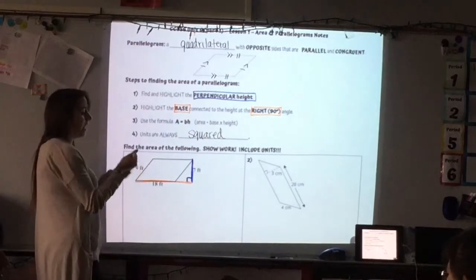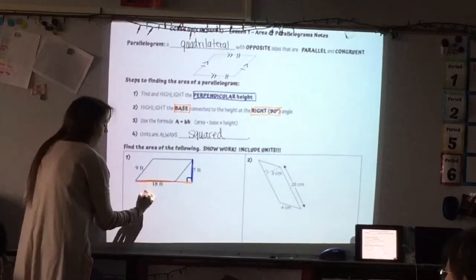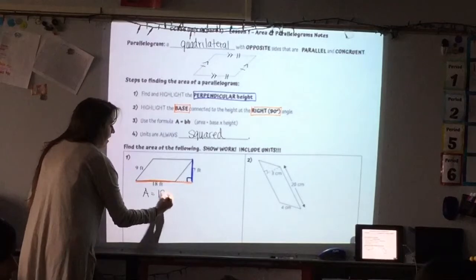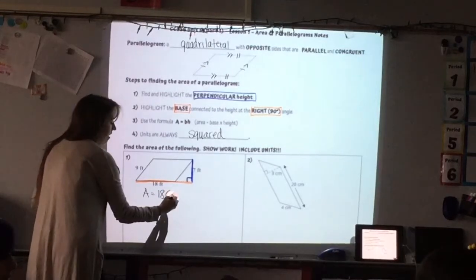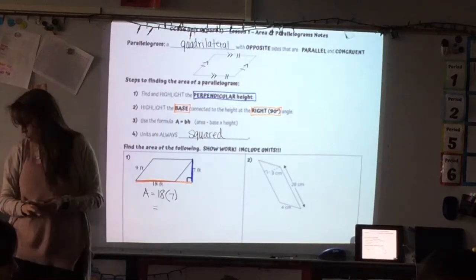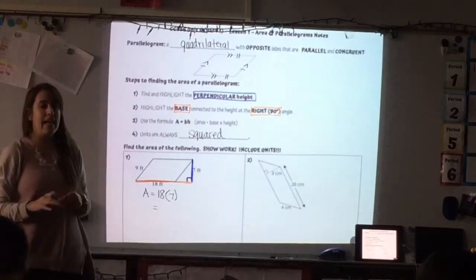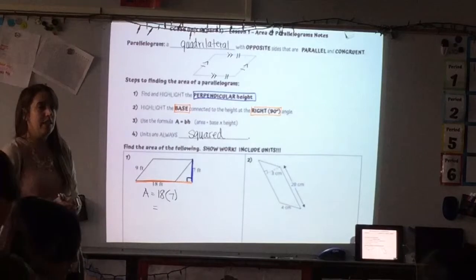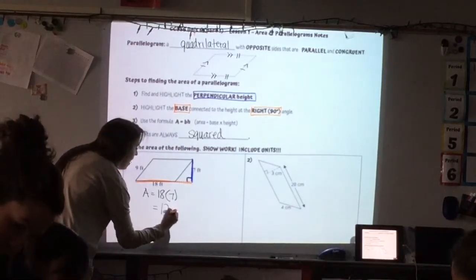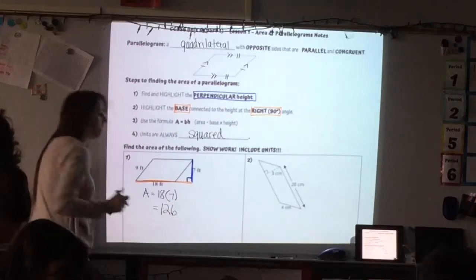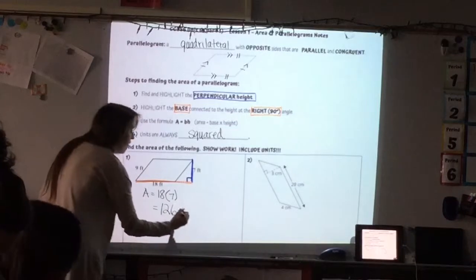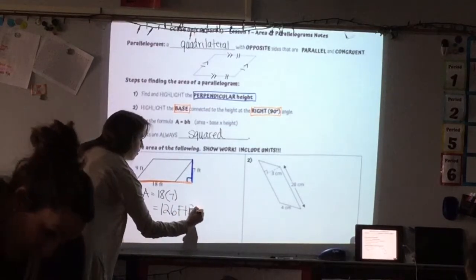So what I want you plugging in is writing that your area, A, is equal to your base of 18 times your height of 7. What is 18 times 7? Brittany? 126 is correct. And then what were the units in this problem? Feet. So we don't just write feet, we write feet squared.